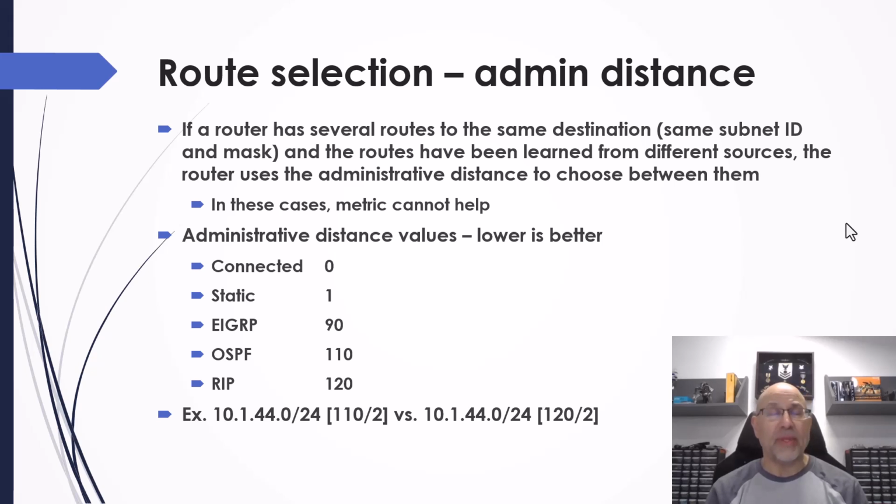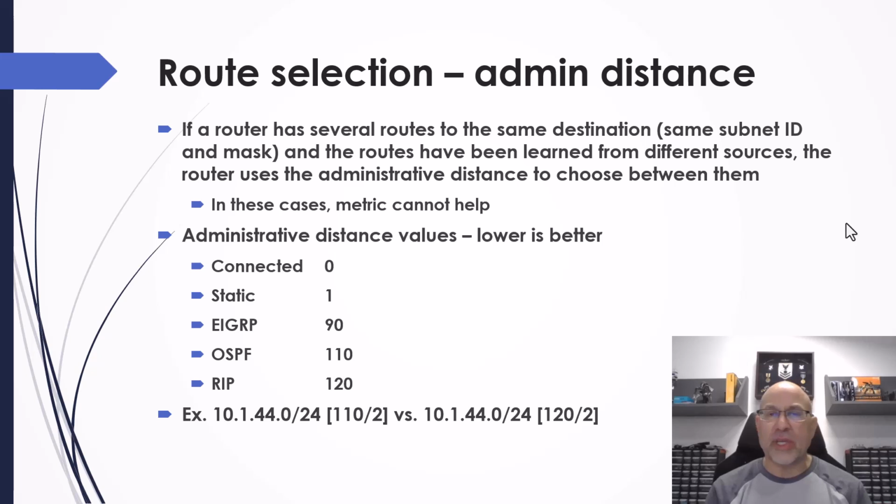Lower numbers are better. The best possible route you could have is a directly connected route. And that should make sense, right? The router is directly connected to this subnet, and so this is the way that we're going to get to that subnet. The next best administrative distance is a static route. The reason it's the best one out there except for directly connected is because you said it. You decided that you wanted that traffic to go in that particular direction, and so that automatically overrides anything you would learn from a routing protocol.